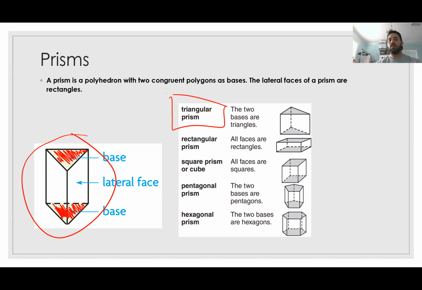And here's an example of a rectangular prism. It would look similar. A square prism, also called a cube, a pentagonal prism, and a hexagonal prism, which would have 6 sides, 5 sides, 4 sides, 4 equal congruent sides, and then 4 sides.